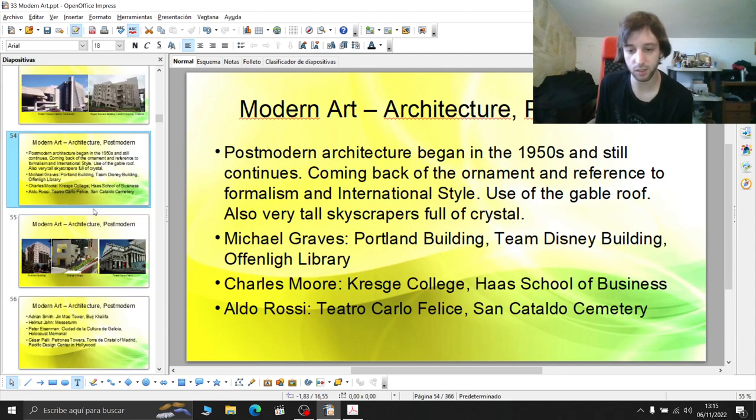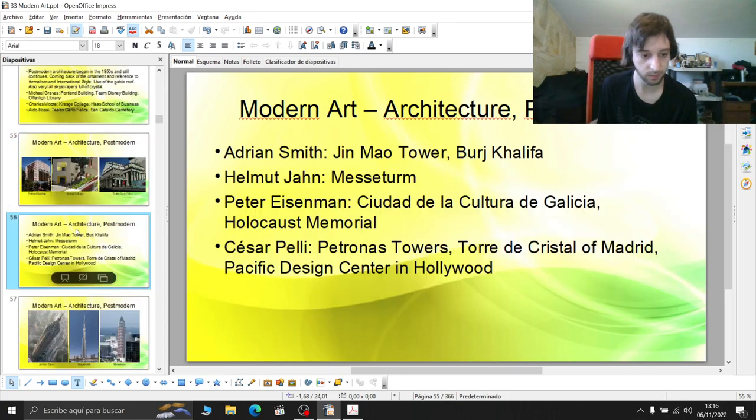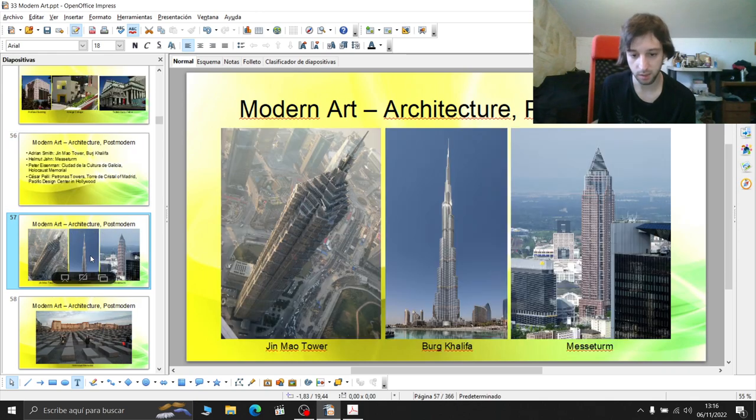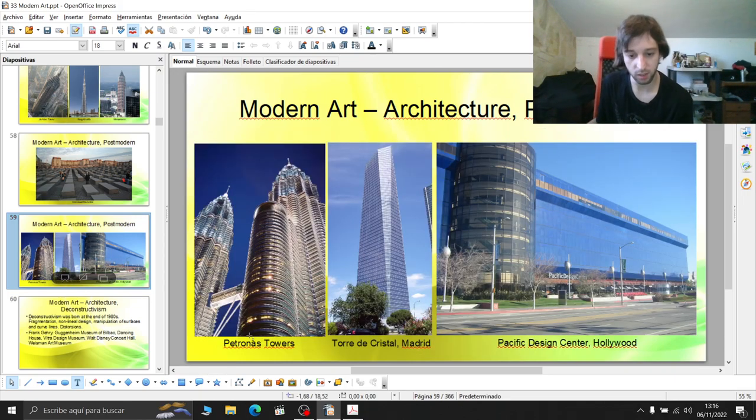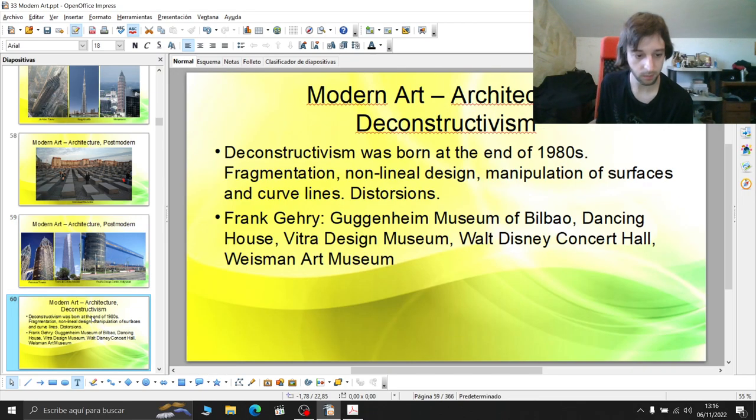Postmodern architecture began in the 50s and still continues, coming back to ornament and reference to formalism and international style. Use of the gabled roof, also very tall skyscrapers full of crystal. Here are some architects like Michael Graves, Charles Moore, Aldo Rossi, Adrian Smith, Helmut Jahn, Peter Eisenman, Cesar Pelli. Mostly, as you see, skyscrapers: this is the Burj Khalifa, Jin Mao Tower, here the Holocaust Memorial, Petronas Towers, Torre de Cristal in Madrid.